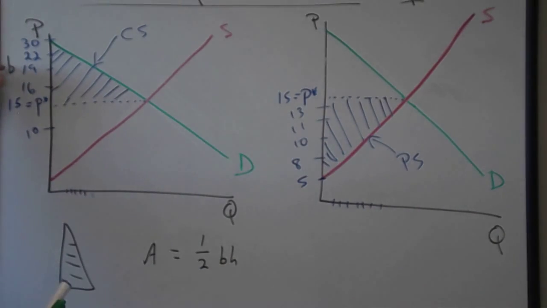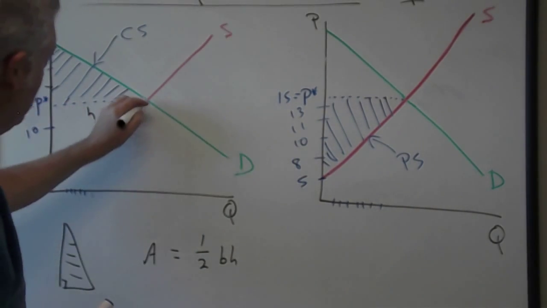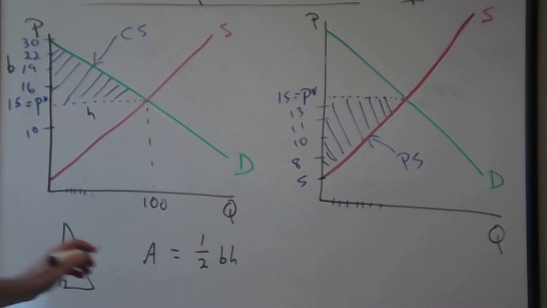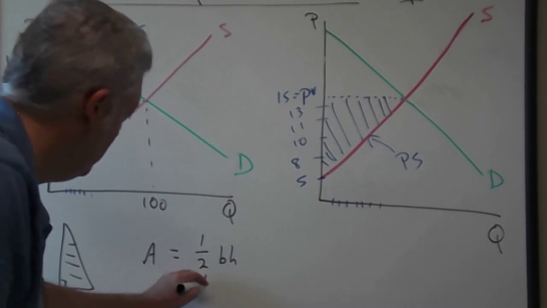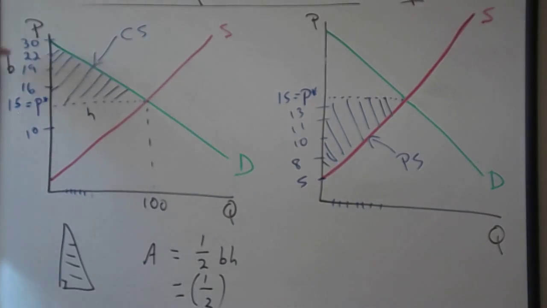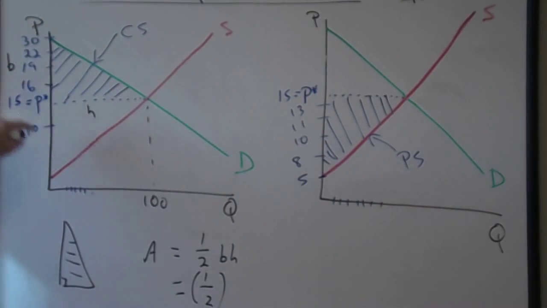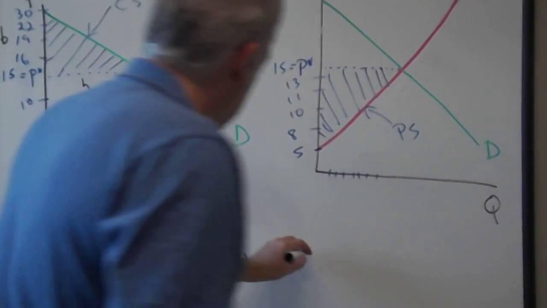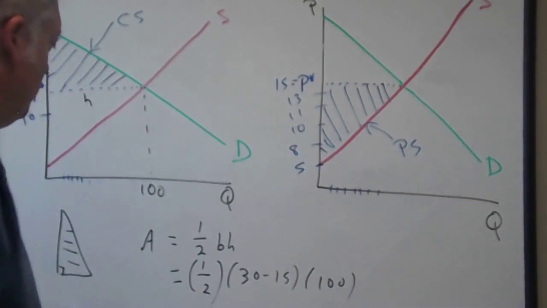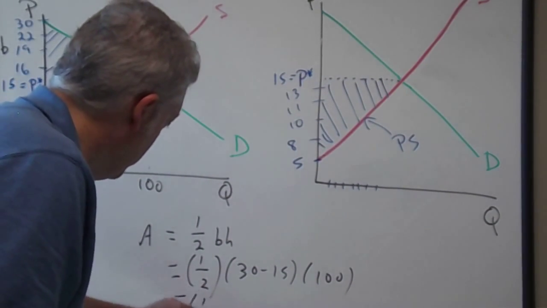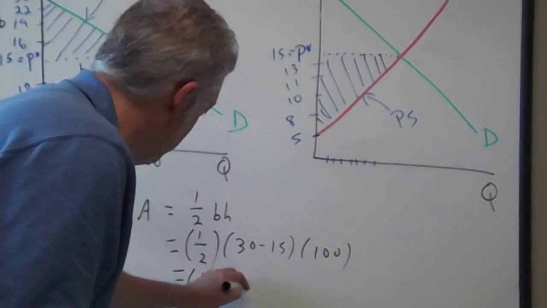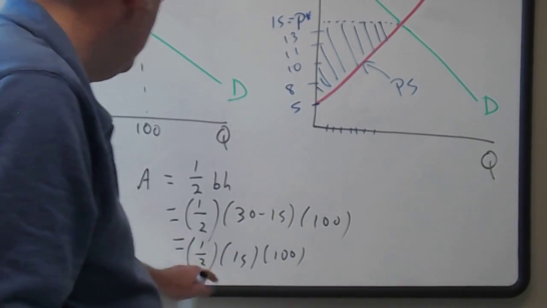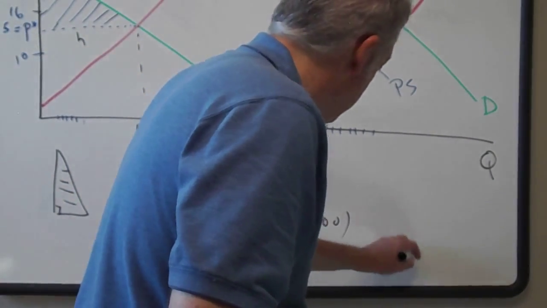And if we simply call this the base and this the height, and let's say we have some value of quantity, we'll just call it 100 here, then it's really a very simple matter for us to find out what the area of that is. So it's 1/2 times the base, which is this distance here between 30 and 15, 30 minus 15, times the height, which is 100. Okay? And then it's a relatively simple matter to solve the math. We'll solve inside this parentheses here. We have 15 times 100. And we can sort of do this in our head. 15 times 100 is 1,500 times 1/2, which is 750.